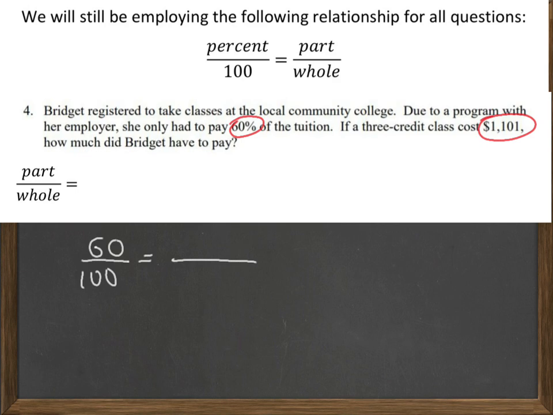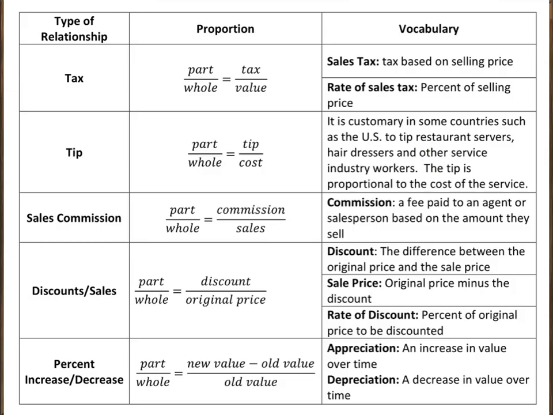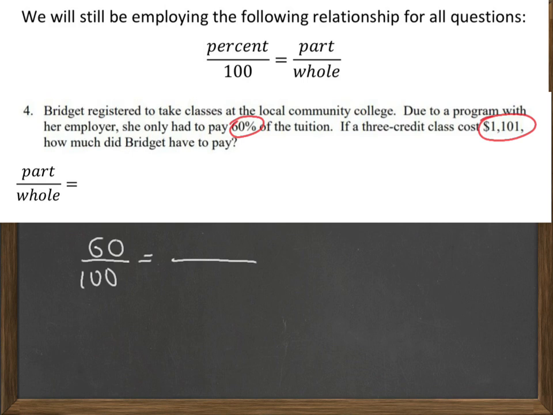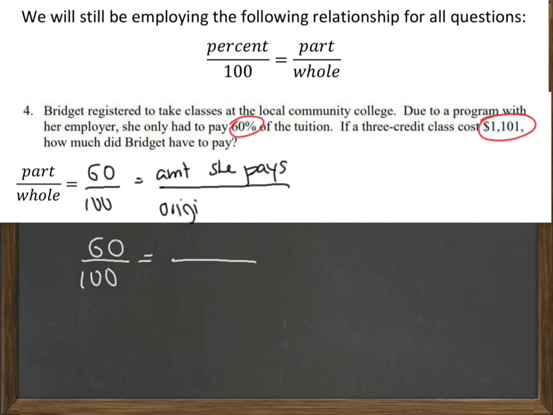So what are we talking about here? What relationship do we have? Well, we have a discount or sales relationship. So you have the discount divided by the original price. So let's think about this. She only has to pay 60% of the tuition, right? So in this case, 60 over 100 is going to be the amount she pays, right? She only pays 60%, divided by the original or the non-discounted price.